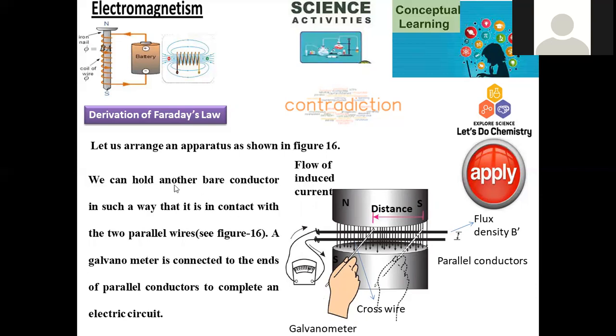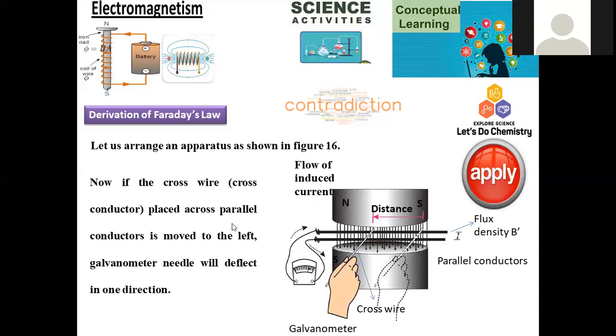in between. We hold another bar conductor in such a way that it is in contact with the two parallel wires. Here two parallel wires, let us say copper wires, were taken, and these two copper wires induce another external magnetic field as well, and both are arranged in a parallel manner as shown in this figure 16, right? A galvanometer is connected to the ends of the parallel conductors in order to complete the electrical circuit, right? So these two terminals of the parallel conducting wires are connected with the galvanometer in order to measure the potential difference, and the circuit gets completed here.